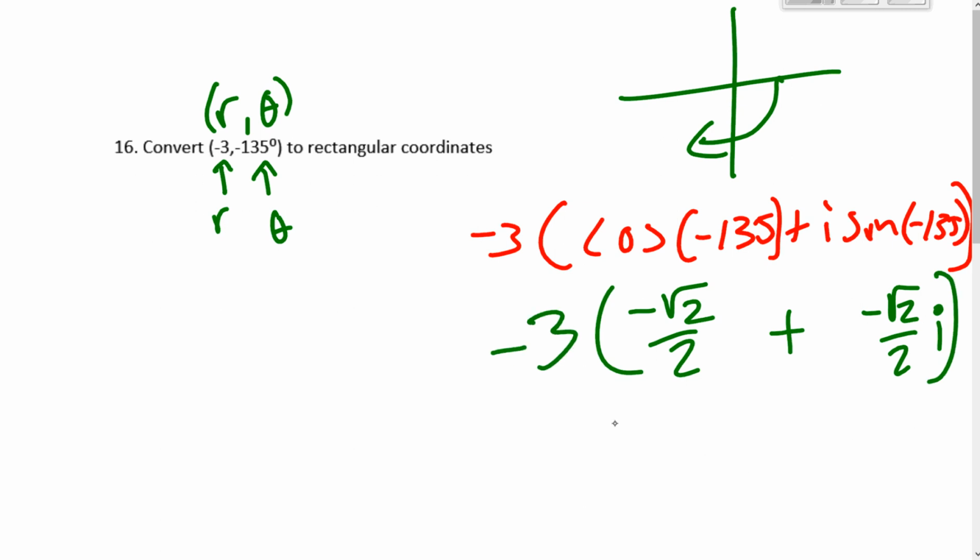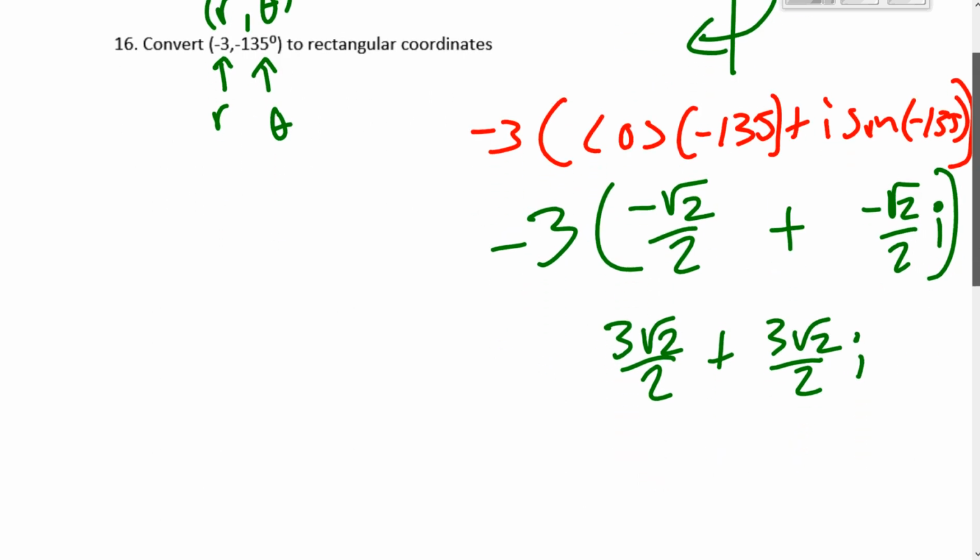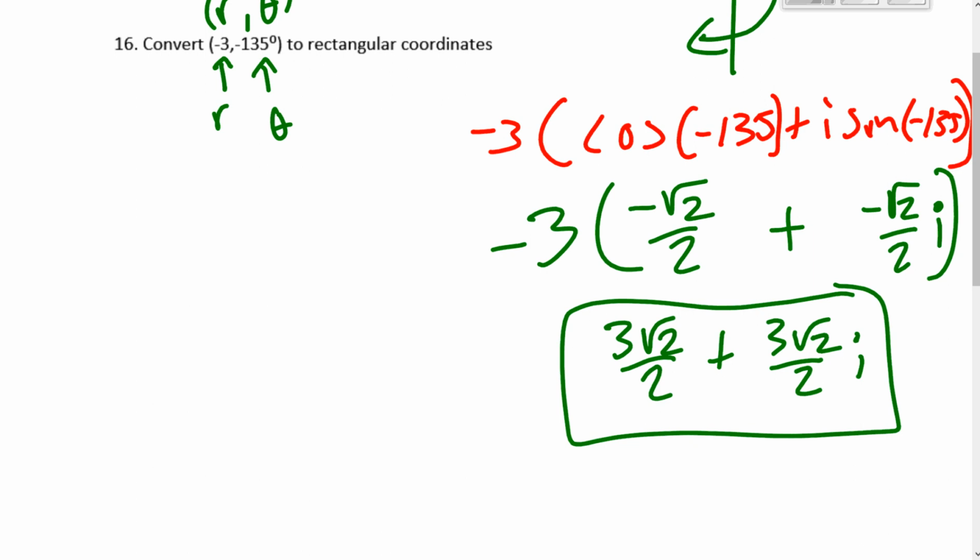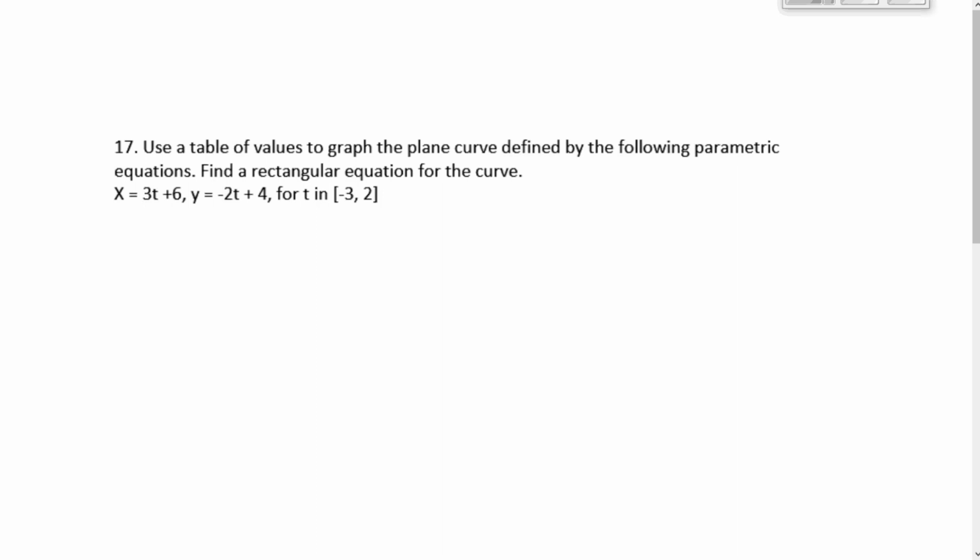And then I can go ahead and distribute that negative 3, so I get positive 3 root 2 over 2 plus positive 3 root 2 over 2 i. And so there it's in complex number form. So that's our rectangular form. So basically you just plug in your r and your theta, and then you just simplify. Okay, so here I'll do one more, and then in the next video I'll do the triangles again.